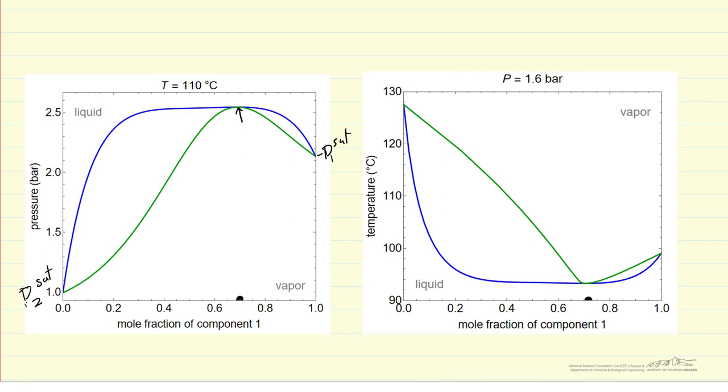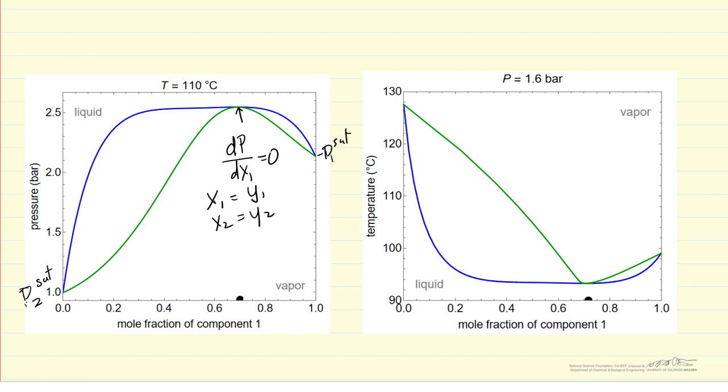It's the point where the derivative of pressure with respect to x1 is equal to 0. It's the point where x1 equals y1, and of course that means x2 equals y2. And it's the maximum in this plot, which means this now is a minimum.